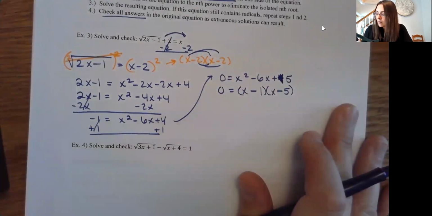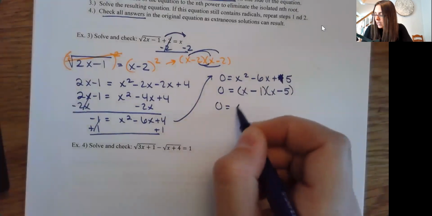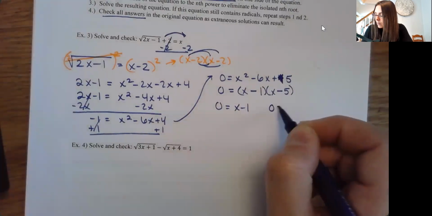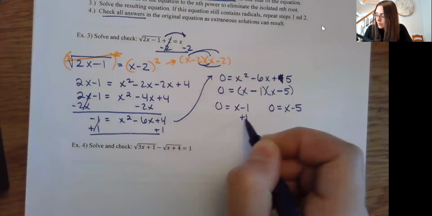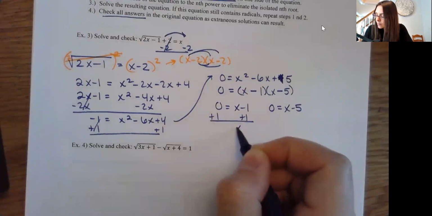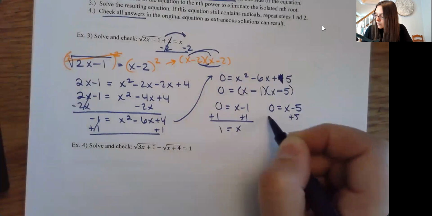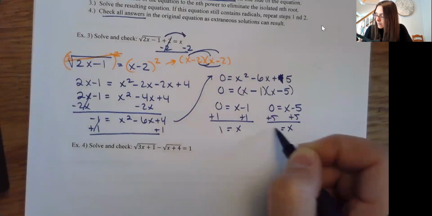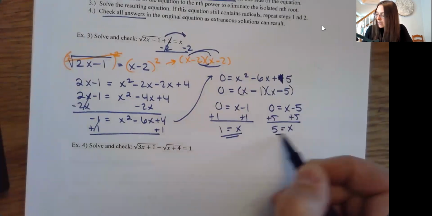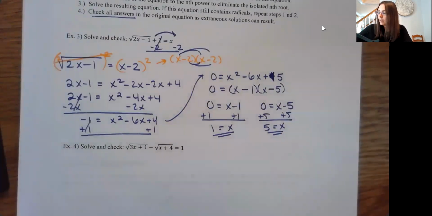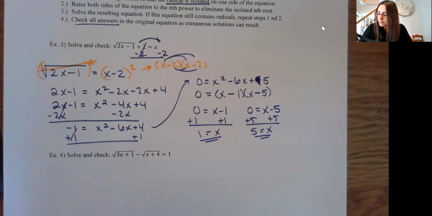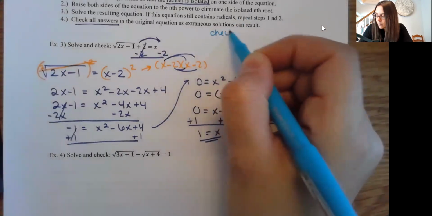Once that's done, then all I do is I set each of these factors equal to 0, and I go ahead and solve. So I have two potential answers here, x equals 1 and x equals 5. I'm running out a little bit of space, so I'm just going to do my check up top.